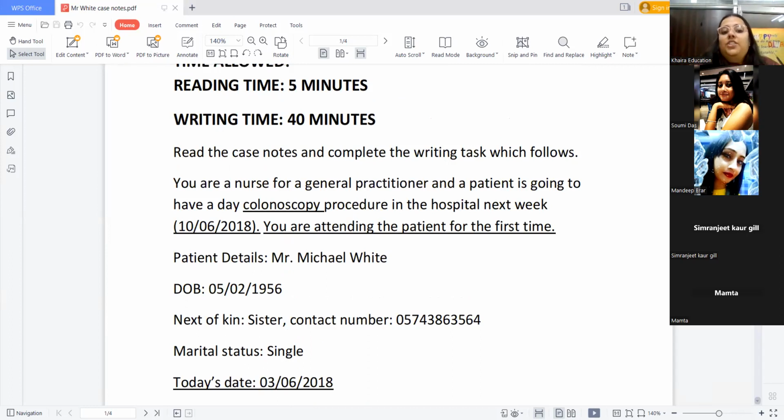You are a nurse for a general practitioner and a patient is going to have a day colonoscopy procedure in the hospital next week on 10th of June 2018. You are attending the patient for the first time. So who is writing the letter? A nurse is writing the letter. And where does this nurse work? This nurse works for a general practitioner.